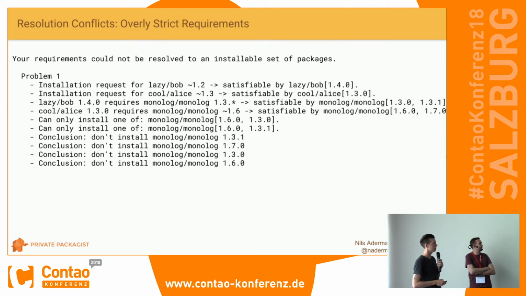And then it says, okay, Lazy Bob requires Monologue in this version, which is also satisfiable by some releases of Monologue. And then Cool Alice requires it as well, and this is also satisfiable. But there you start seeing the problem that these two sets of versions don't overlap at all. So that's the issue really here and why we get a conflict. So it says I can only install one of 1.6.0 or 1.30 or this or that. It's trying to install them, but it can't install both at the same time because PHP doesn't let us do that, sadly. We can't have 2 classes with the same name in different versions of the code. This just does not happen. So the conclusion is to not install any of these because they just conflict with something else. And hence you get a problem.